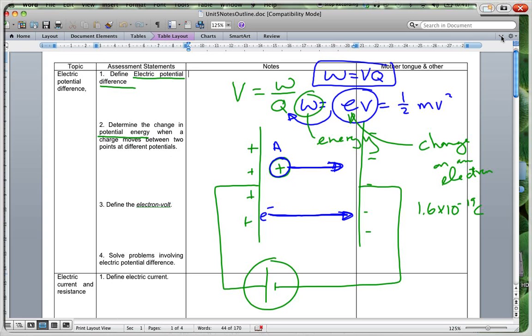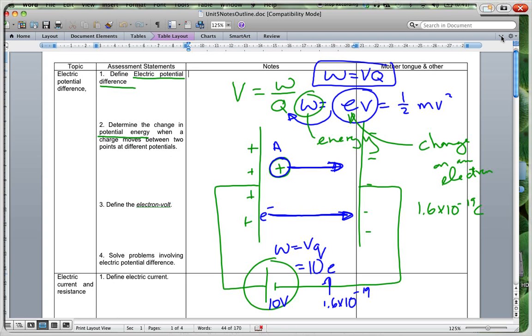Now the amount of energy that I would give to it would equal, the W is equal to V times Q. In this case, if I say I had my V here, let's say it's 10 volts, that would be 10 times the charge on the electron, which is E. That E stands for 1.6 times 10 to the negative 19. And that would give me my energy in joules. Does that make sense? Yes.